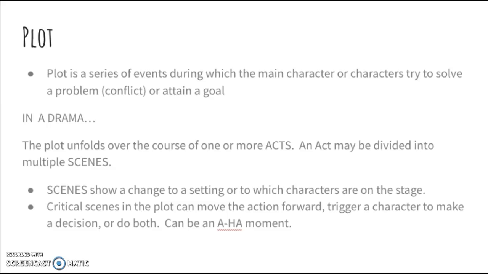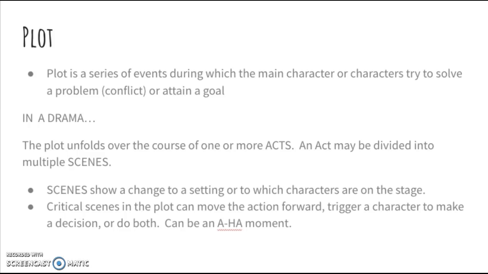So, like you had before, you know what plot is. It's the events that are taking place in the story, whether it's drama or another work of fiction. They unfold: your rising action, your climax, the falling action, all of that. In a drama, though, the plot is divided over the course of acts, and then the acts are divided into scenes. You would have a change in scenes to show a change in setting or a change in characters.